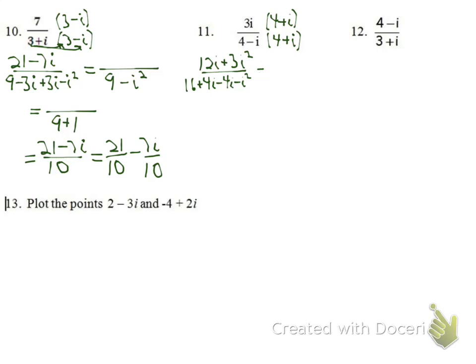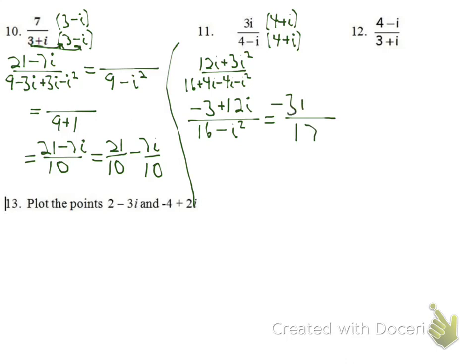Let's jump down below here. So 12i plus 3i squared at the top is actually going to become negative 3 plus 12i because i squared is negative 1. And on the bottom we have 16 minus i squared. i squared is negative 1, so it becomes 16 minus negative 1, or 17 as our denominator. So we can write it there, but we should usually write it as a complex number, negative 3 over 17 plus 12 over 17 i.